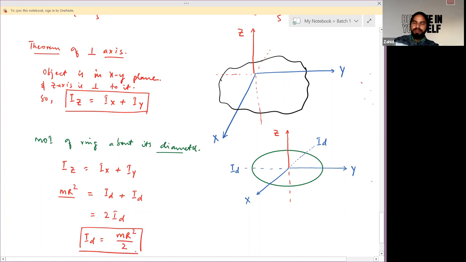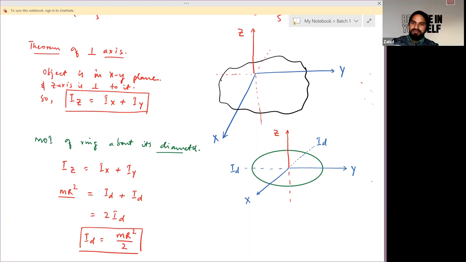It means moment of inertia about diametrical end will be half of moment of inertia about its perpendicular axis passing through its center. Is it clear? Yes, sir.